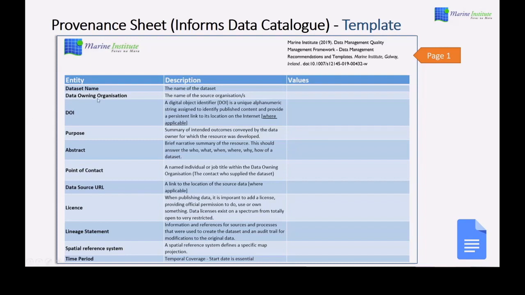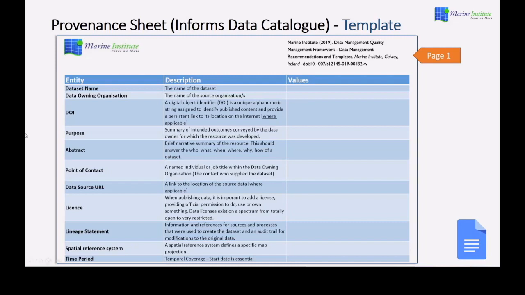So we have the dataset name, the owning organization. Another good one here is the DOI. Adam mentioned this at the beginning as well, around persistent identifiers. So if there is a persistent identifier or digital object identifier associated with the dataset, well, that's great, because it gives us some information around the provenance of that and the lineage of that data set.